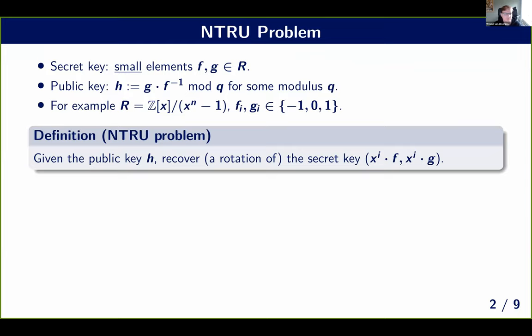So what's the NTRU problem? Well, first we have a secret key that consists of small elements f and g in some ring R. And we have a public key h that's given by g times f inverse modulo q, for some modulus q. Throughout this presentation, you can think of the ring R as Z[x] over x^n minus one. And these elements f and g are small in the sense that their coefficients are uniform over minus one, zero, and one. Then the NTRU problem asks, given this public key h, to recover the secret key (f, g), or just any rotation of it. So it's kind of equivalent.